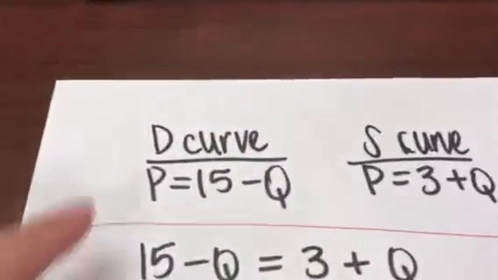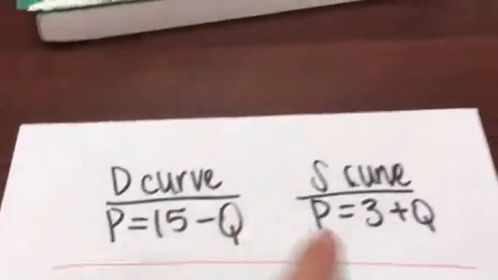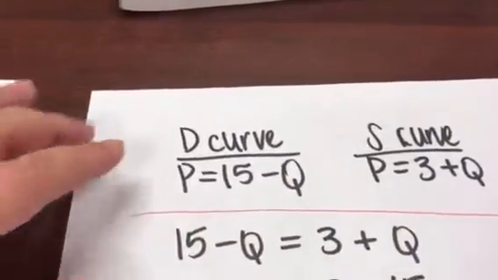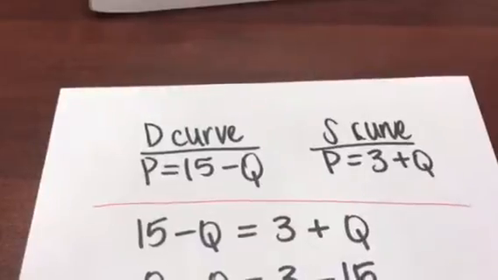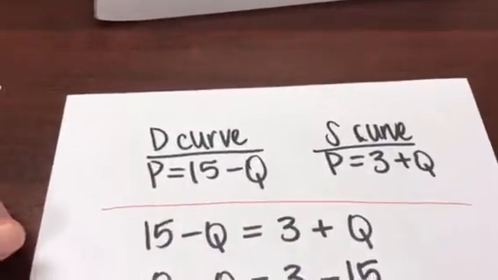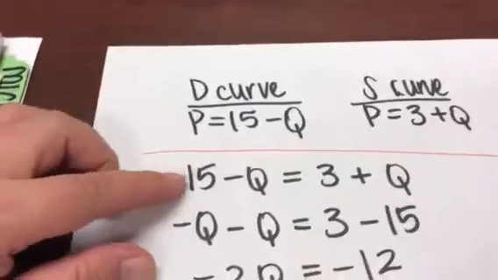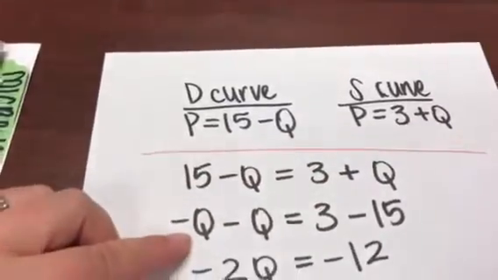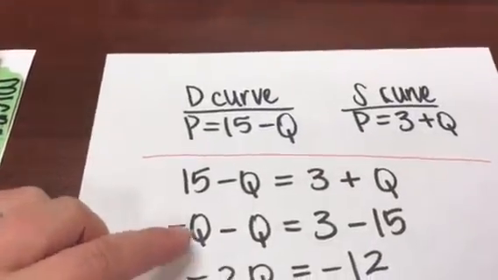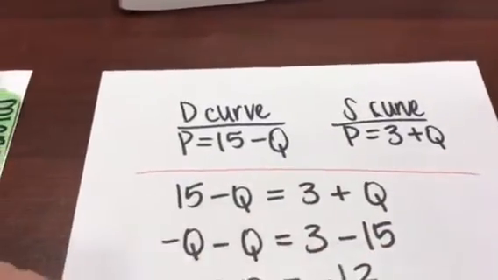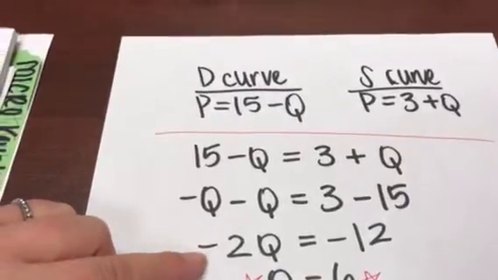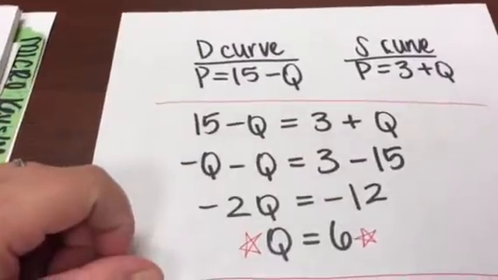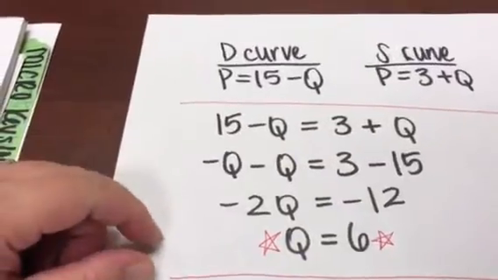So again, here are the 2 equations. All I did was drop the 1 here and the 1 there, for those 2 slopes. Now I have 2 equations with the same 2 unknowns, so I'm going to pull P out and set them equal to each other. So I end up with 15 minus Q equals 3 plus Q. Subtract a Q from each side, you get minus Q equals 3 minus 15. So I have negative 2Q equals negative 12. Divide both sides by negative 2, and my equilibrium quantity is 6.